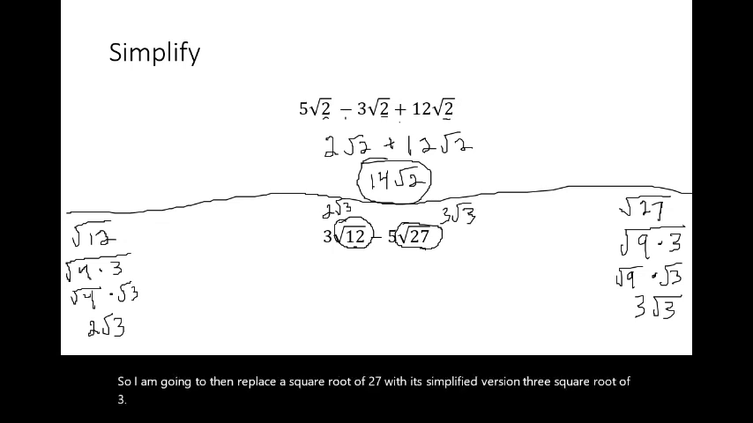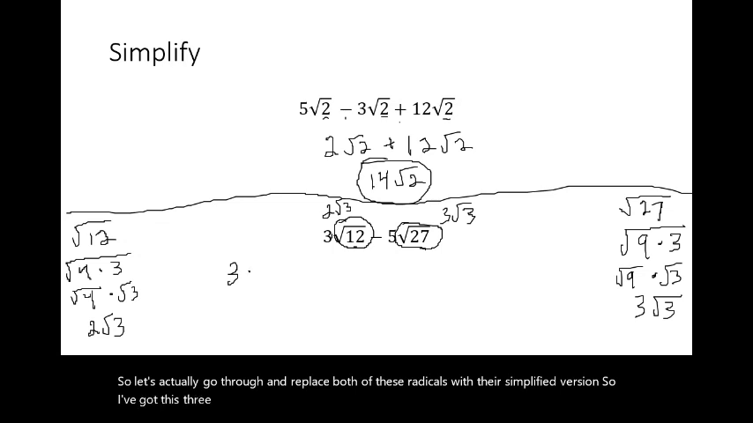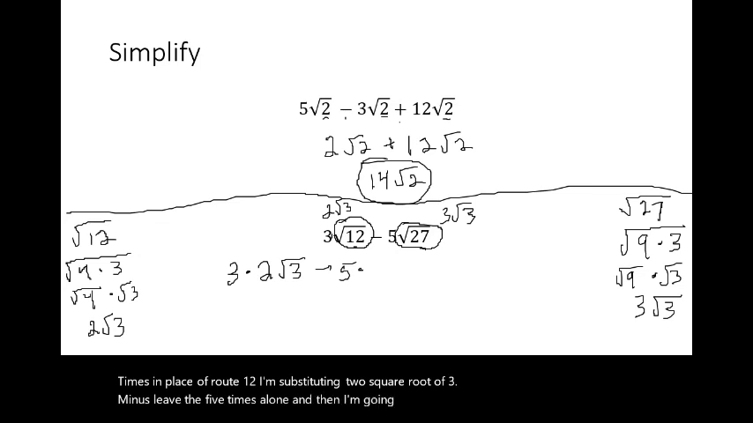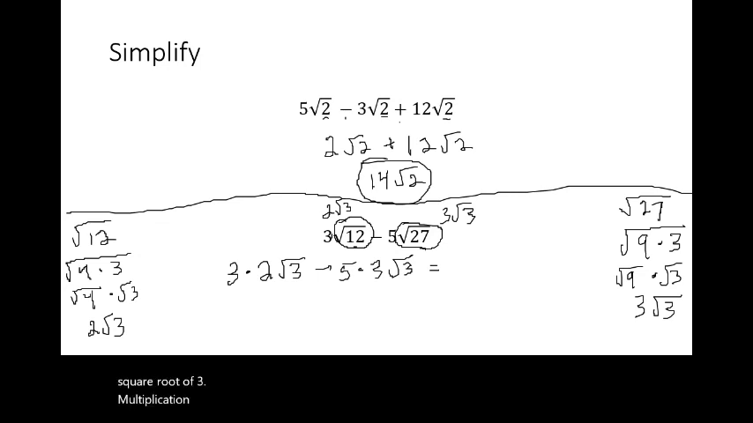So let's actually go through and replace both of these radicals with their simplified version. So I've got this 3 still here, so 3 times, in place of root 12, I'm substituting 2 square root of 3, minus, leave the 5 times alone, and then I'm going to replace square root of 27 with 3 square root of 3. Multiplication comes before subtraction, so 3 times 2 is 6 square root of 3, minus 5 times 3 is 15 square root of 3.